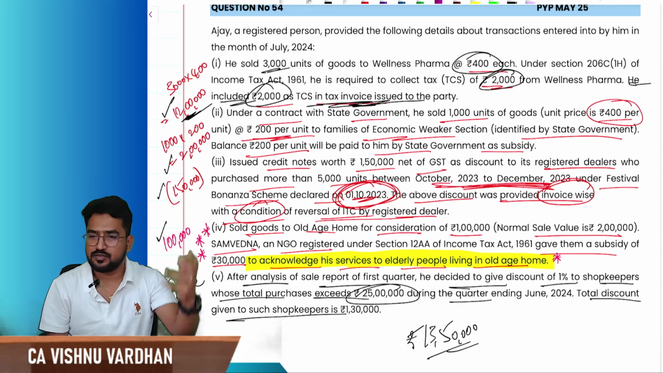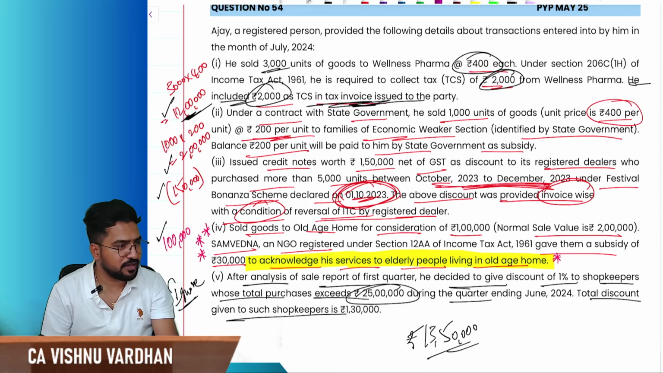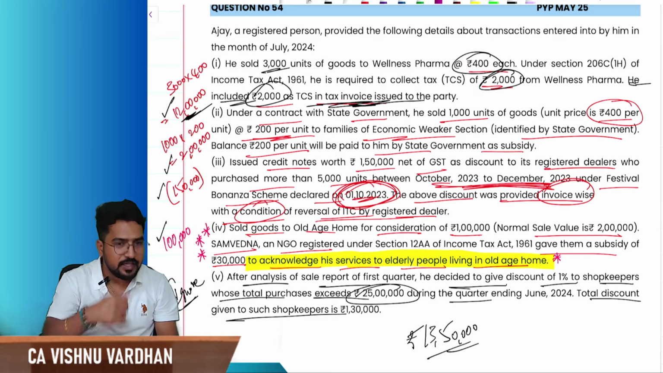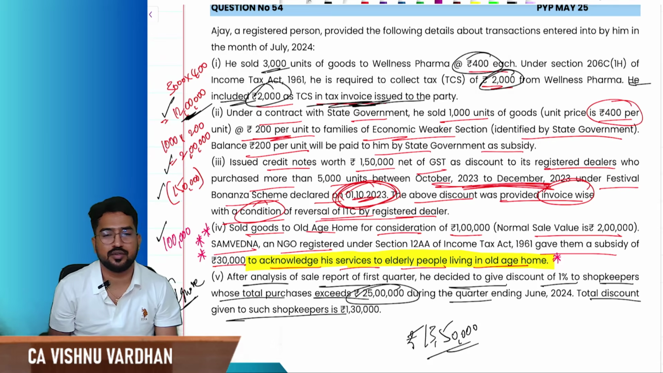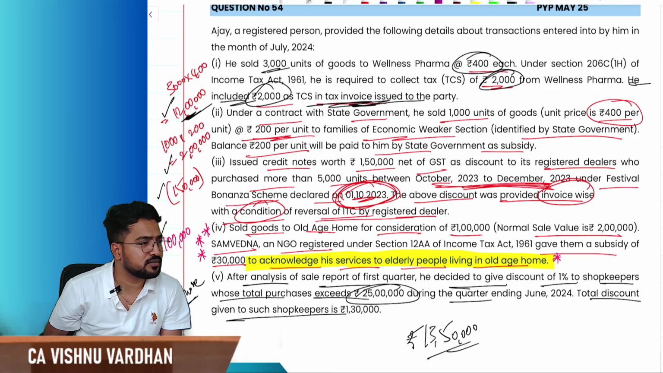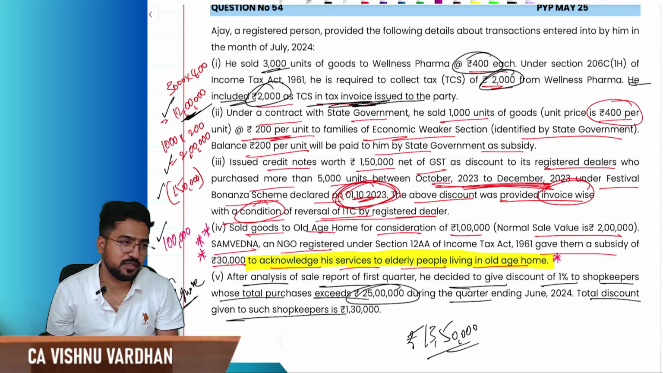When I compare all my customer sales, there are some customers who purchased more than 5,000. For them I gave a discount and issued a credit note. When I issue a credit note, I should reduce my liability or not? Both are not the same.